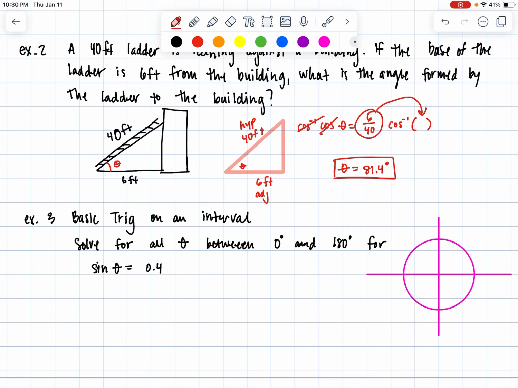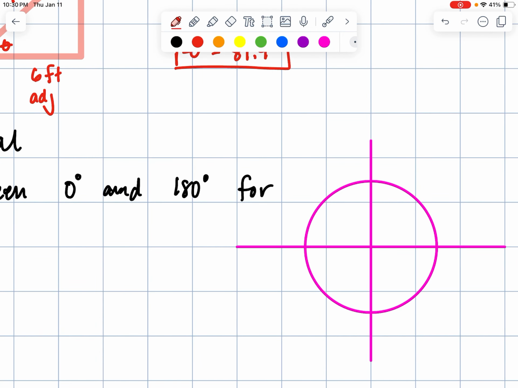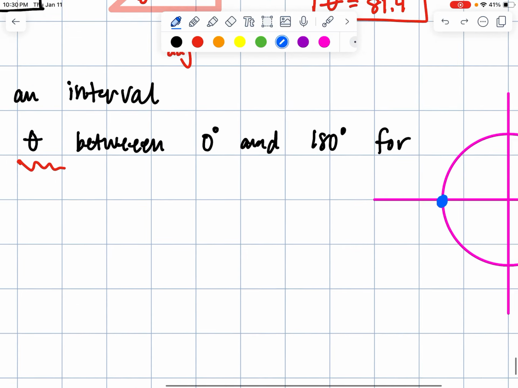Basic trig on an interval. Solve for all of the angles between 0 and 180 for sine of 0.4. Now this is the fun part. If you remember the unit circle, 0 starts here on the far right side. Let's do this in blue so it actually stands out. 180 degrees is over here. So we're looking for all the angles between this interval, where we would have sine of 0.4.